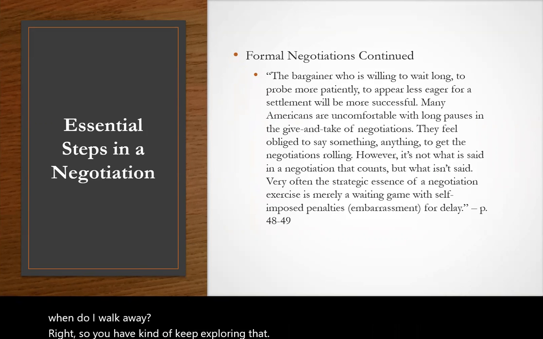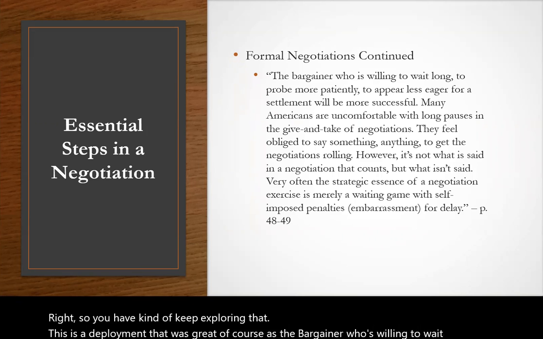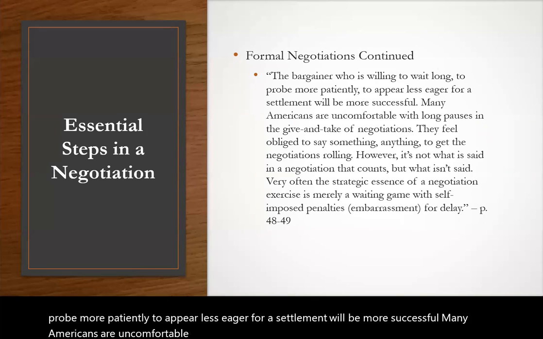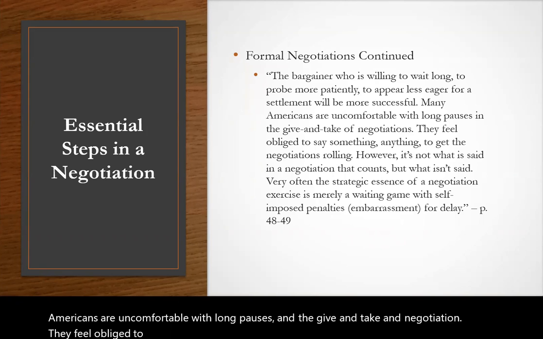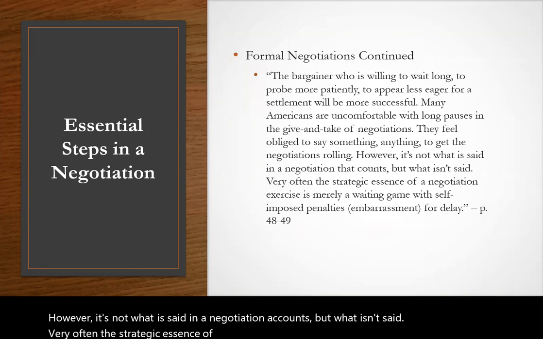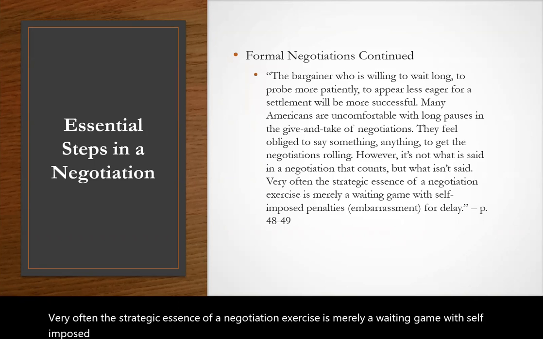This is just a quote I pulled from the book. I thought it was great. The quote says, "The bargainer who is willing to wait long, to probe more patiently, to appear less eager for a settlement will be more successful. Many Americans are uncomfortable with long pauses and the give and take of negotiation. They feel obliged to say something, anything, to get the negotiations rolling. However, it's not what is said in a negotiation that counts, but what isn't said. Very often, the strategic essence of a negotiation exercise is merely a waiting game with self-imposed penalties, embarrassment, for delay."